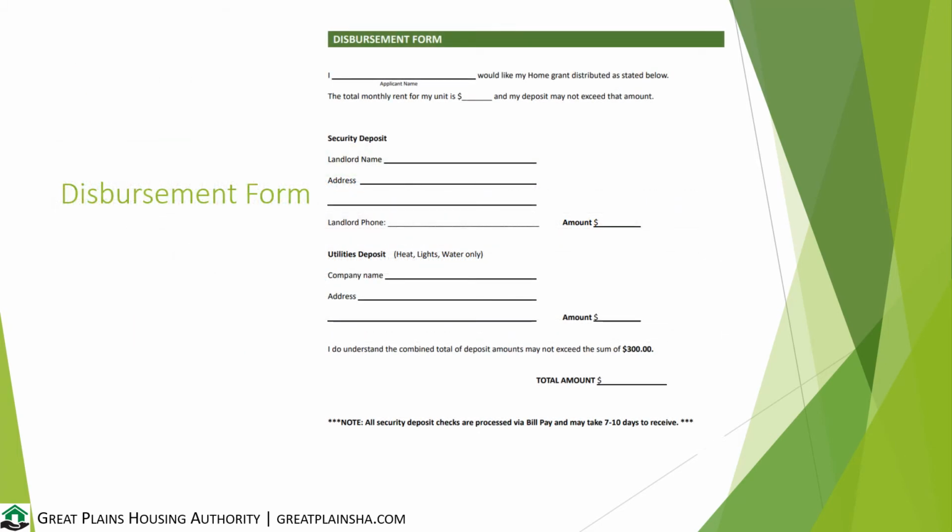In order to disperse your security deposit assistance, we need to know where it is going. One way we ensure this is through the disbursement form. Provide your landlord's name, the landlord's mailing address, their phone number, and the deposit amount needed for the rental unit, not to exceed $300. If you will be using a portion of the available $300 for a utility deposit, provide the same information for the utility company, as well as a verification from the utility company of the required deposit amount. The total of the 2 deposits cannot exceed $300.